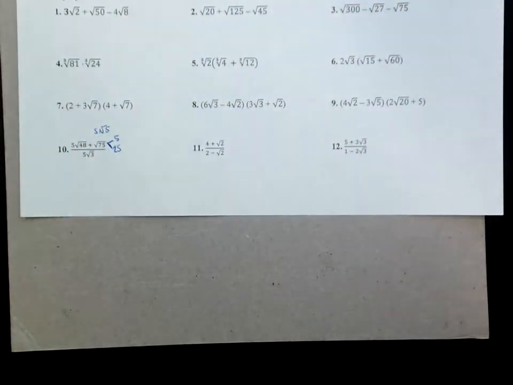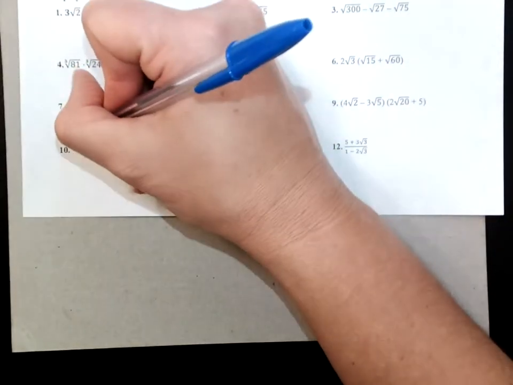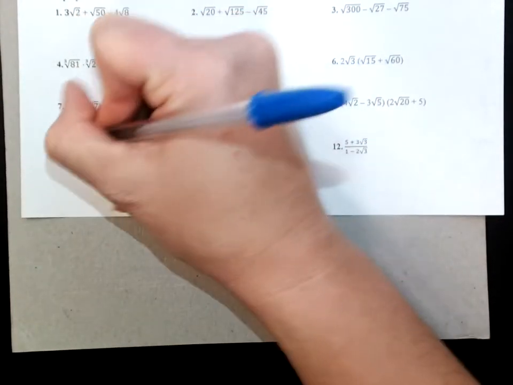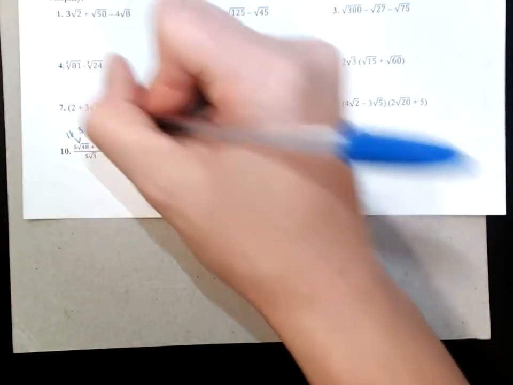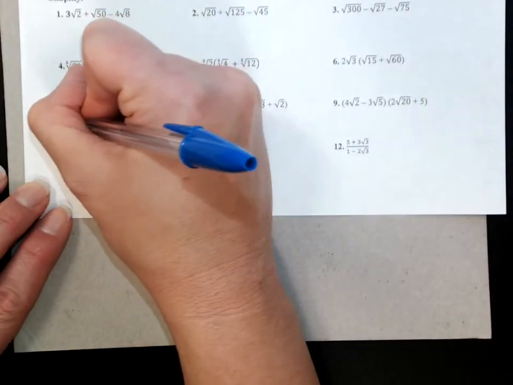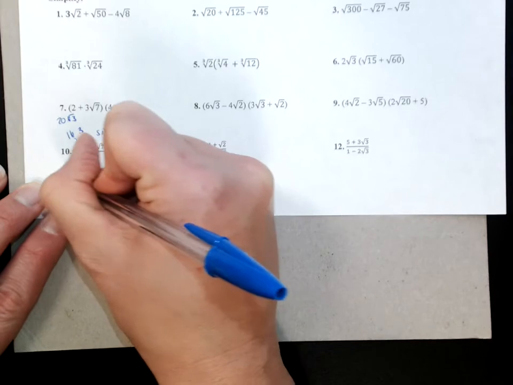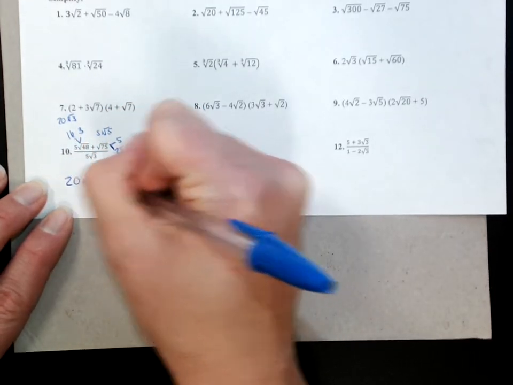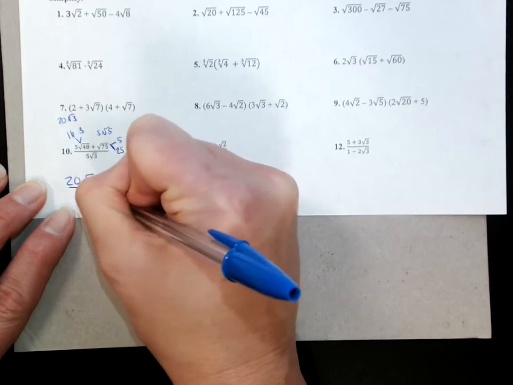Okay. 48 is 16. I think 48 is 16 times 3. So this I could simplify as 20 square roots of 3. So let's rewrite that way. 20 square roots of 3 plus 5 square roots of 5, all divided by 5 square roots of 3.